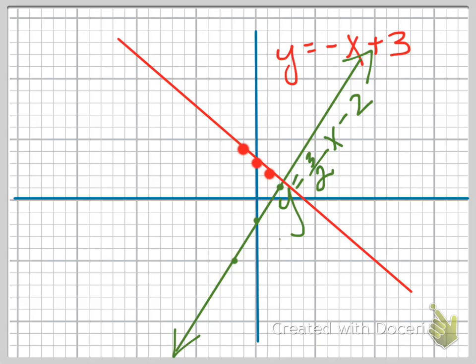Now, when you graph, what you want is an accurate intersection, and as you can see, it's a little tricky for me to see. I have to use a little intuition here. So I'm going to rewrite my problem on my line. This is y equals negative x plus 3, and I'll show you what I mean by intuition.